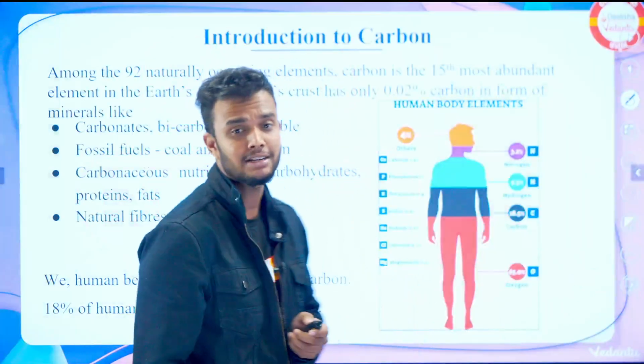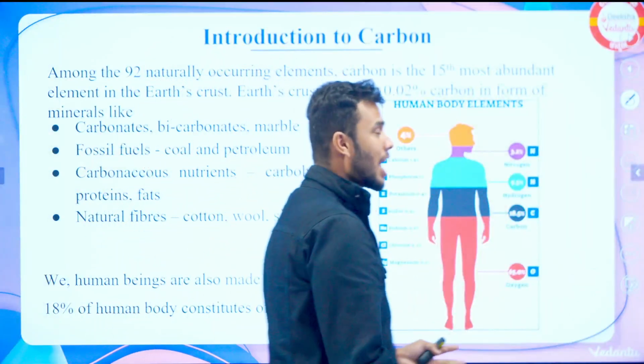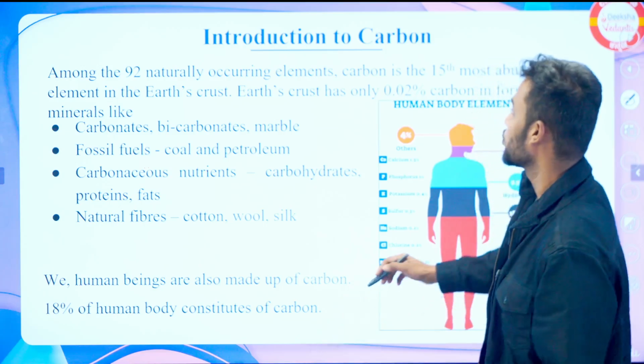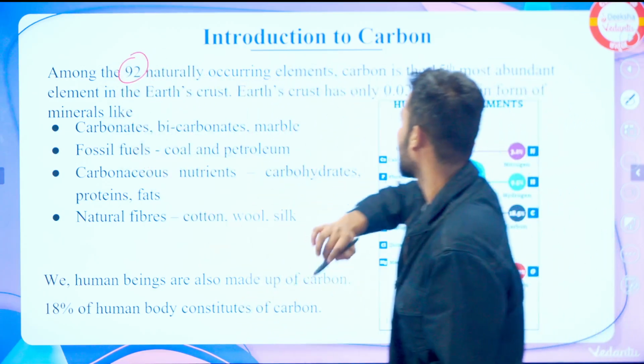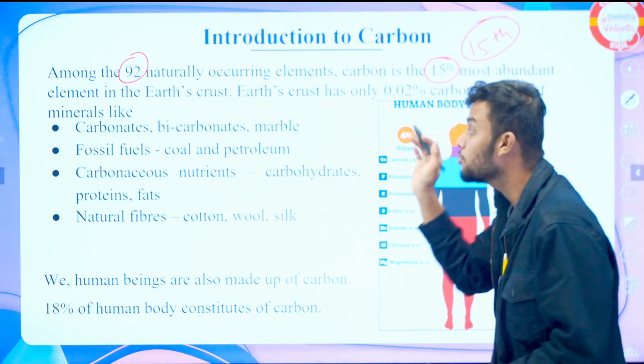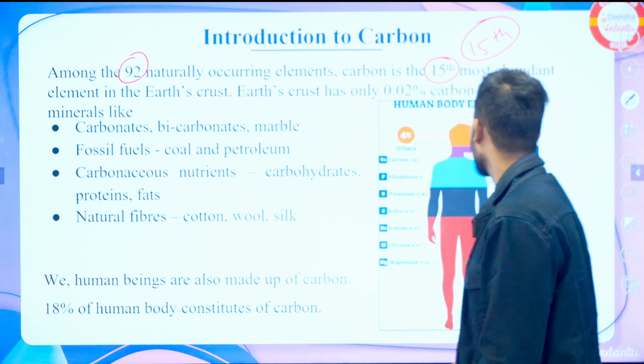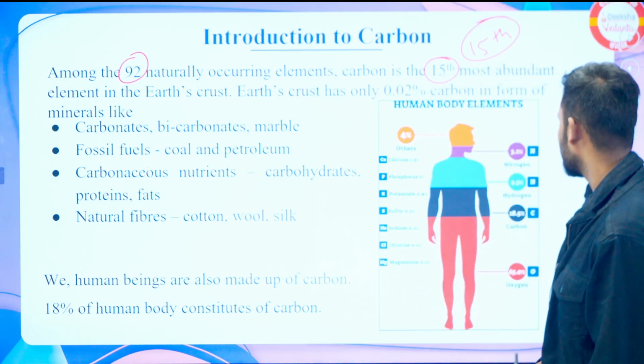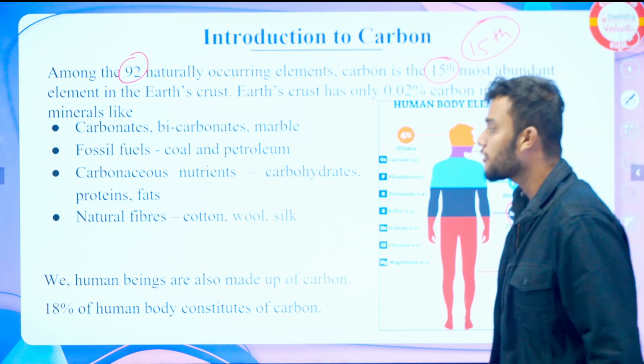Please download it. Okay students, let's start with the introduction. We already know carbon's atomic number is 6. Among 92 naturally occurring elements, carbon is the 15th most abundant. Please note down this point, 15th most abundant. In our body, how much percent of carbon is there? 18.5% of carbon is there.